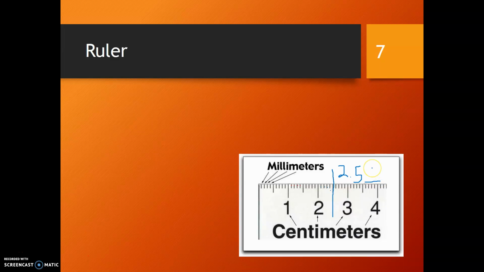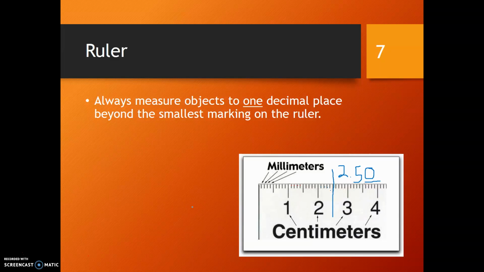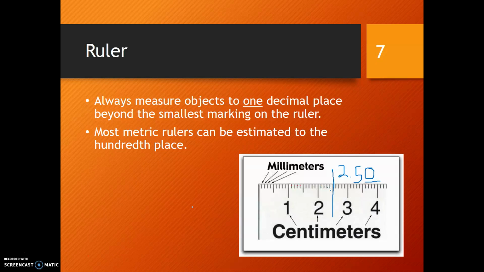The next value for this would be 2.50 because it's really just on that line. If you happen to say 2.51, that would be fine, but our estimated values are very close to each other and very similar to one another. So make sure you always measure to 1 decimal place beyond the smallest marking on the ruler. The smallest marking on the ruler is a millimeter, so you go 1 beyond that to 1/100th of a millimeter. So that's what you're always going to measure to with a ruler.